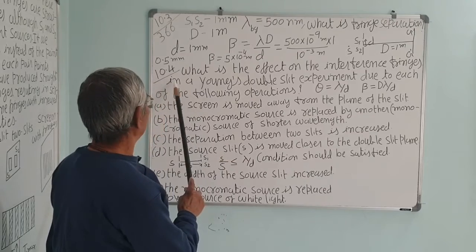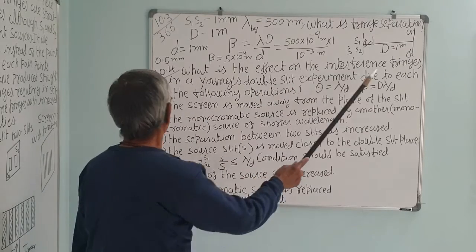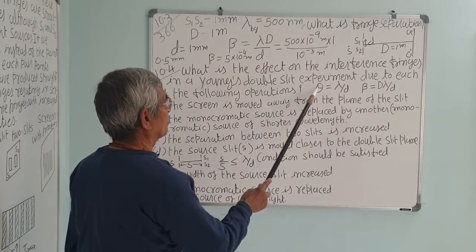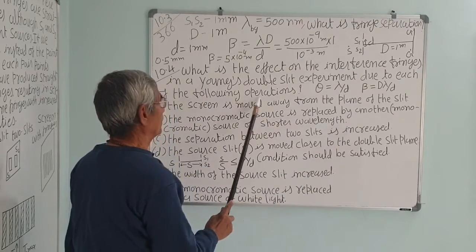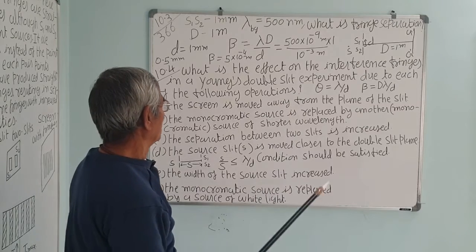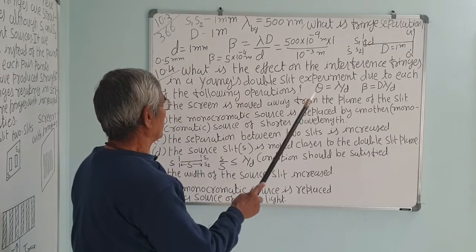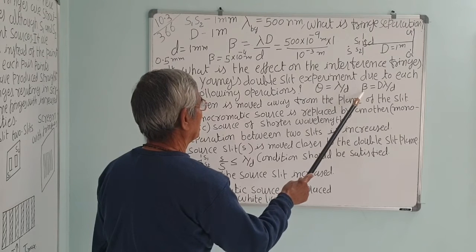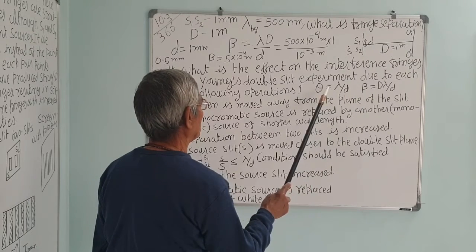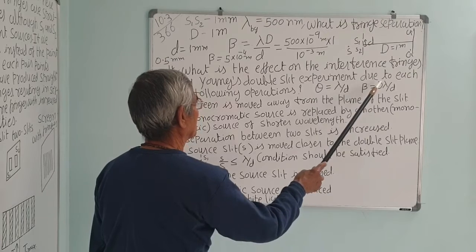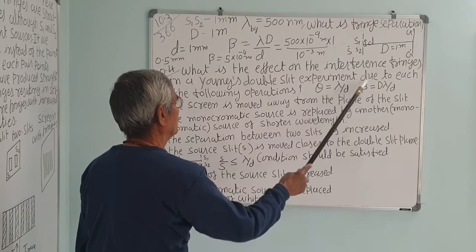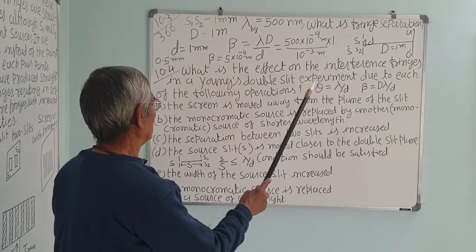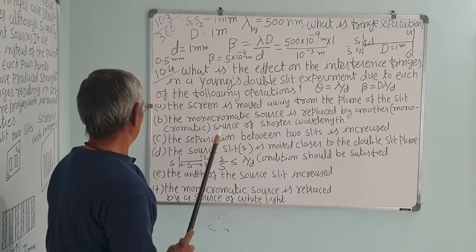Now next one: what is the effect on the interference fringes in a Young's double slit experiment due to each of the following operations? Correct. Now remember this equation: theta is equal to lambda by d, which is the angular separation, and beta is equal to lambda D by d, which is the fringe separation. We have already studied that. This we will see again in diffraction.